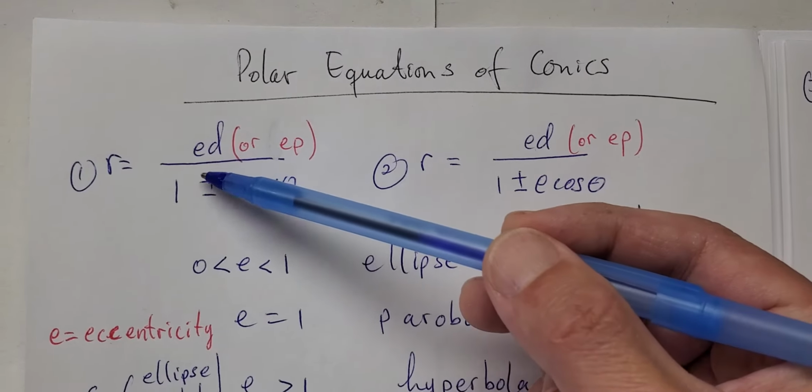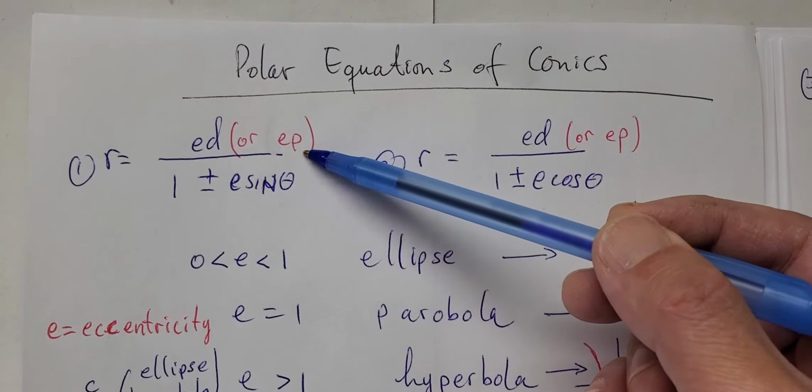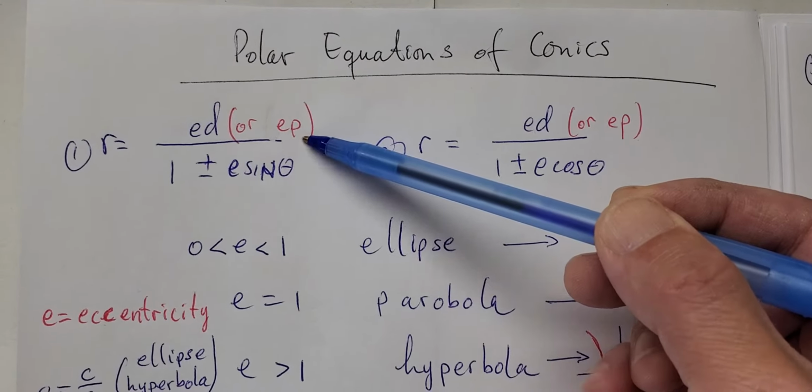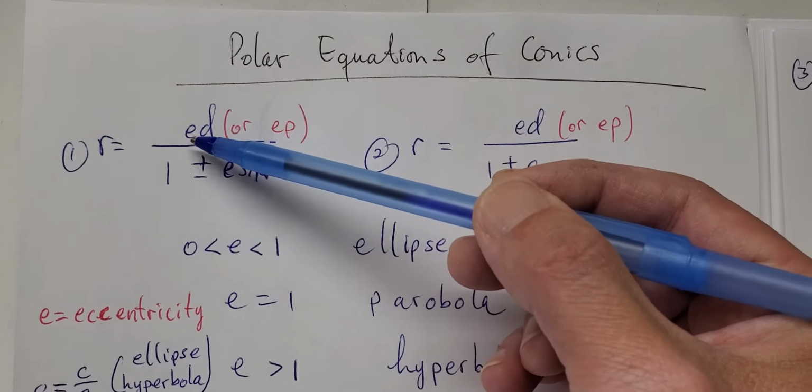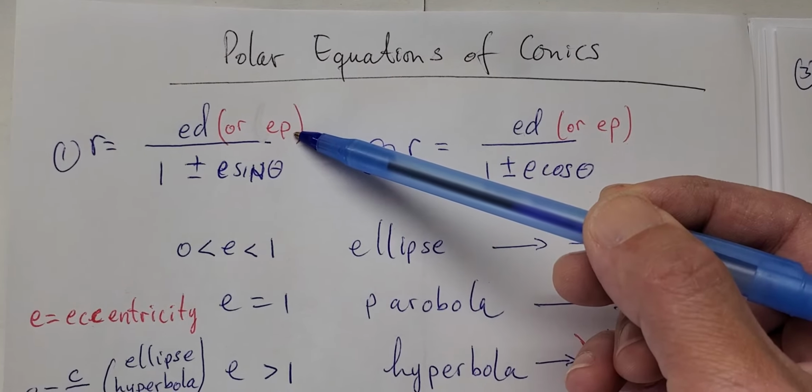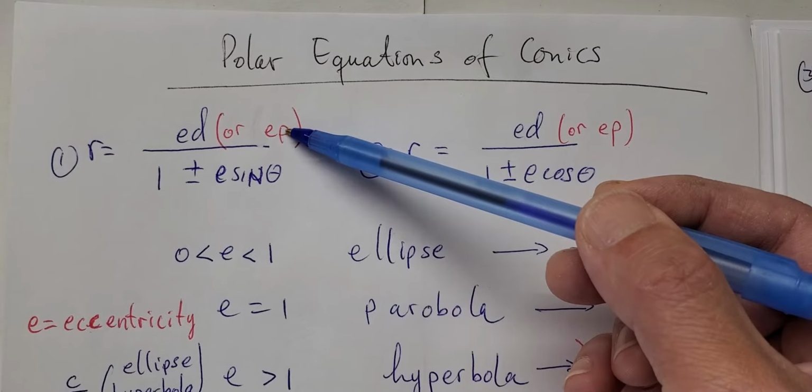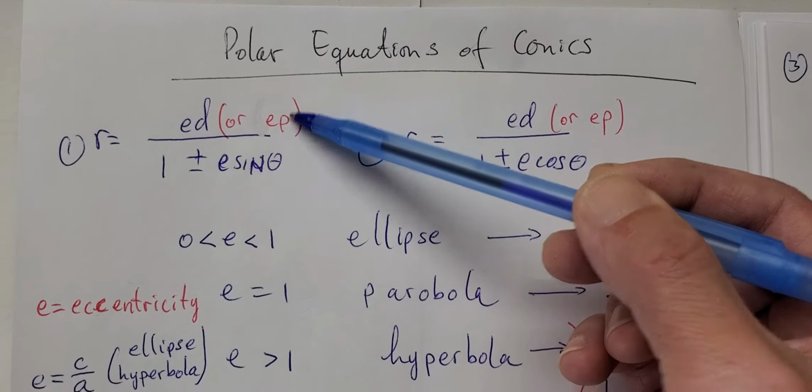Now, some textbooks have ED, other textbooks have EP. It is the same thing, just a different variable. So don't get confused between D and P, okay? They are the same thing, just a different variable.